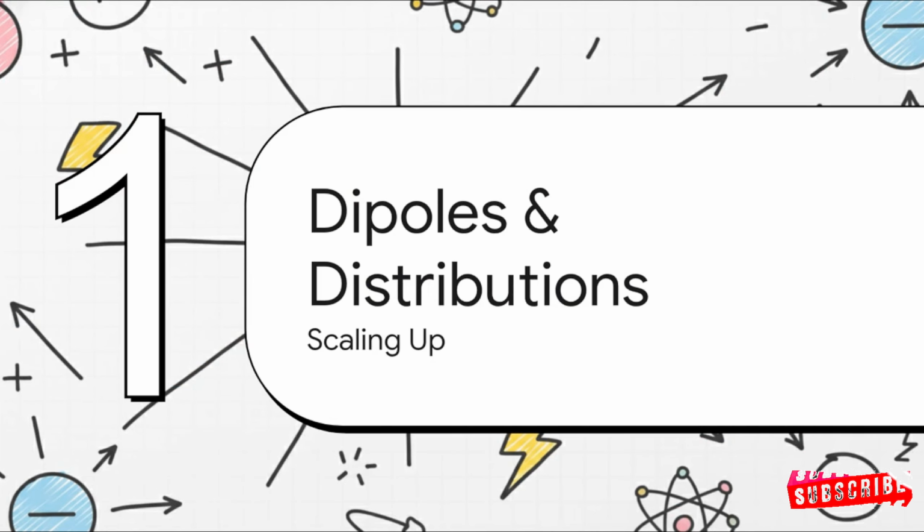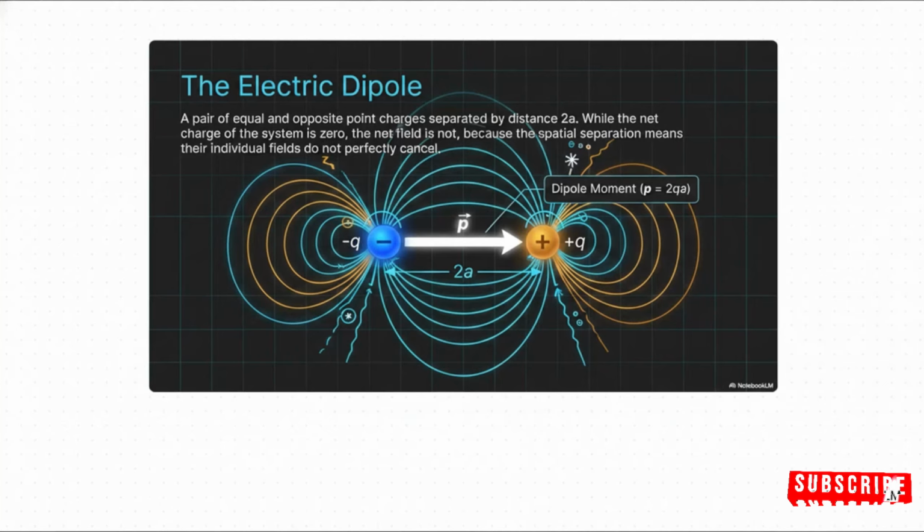Let's zoom out a bit for Section 4, dipoles and charge distributions. Scaling up. All right, so first up, meet the electric dipole. This is just a pair of equal but opposite charges separated by a tiny bit of distance. Now, even though their total net charge cancels out to zero, their slight physical separation means their electric fields don't totally cancel out. You can picture the field lines connecting them as invisible rubber bands, constantly trying to pull the positive and negative ends back together. But because they are physically locked at a set distance, it creates what we call a dipole moment.